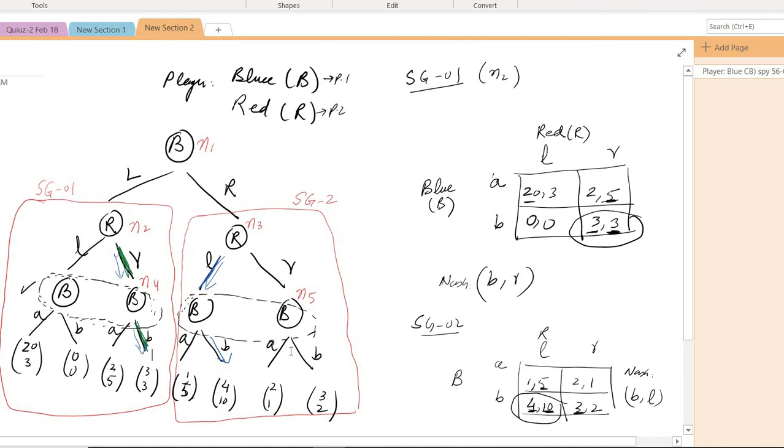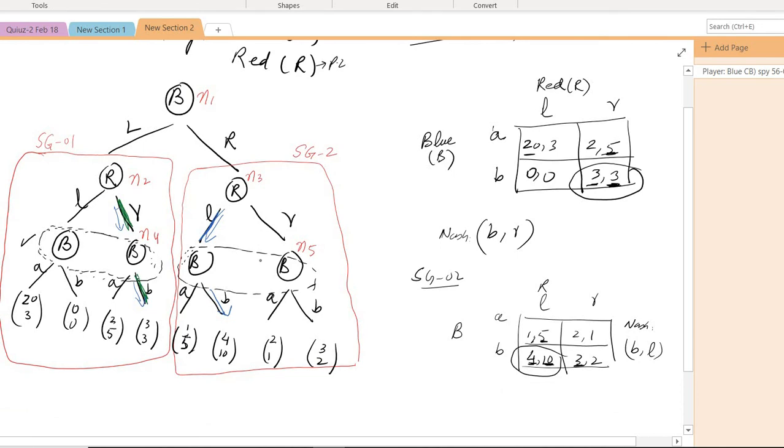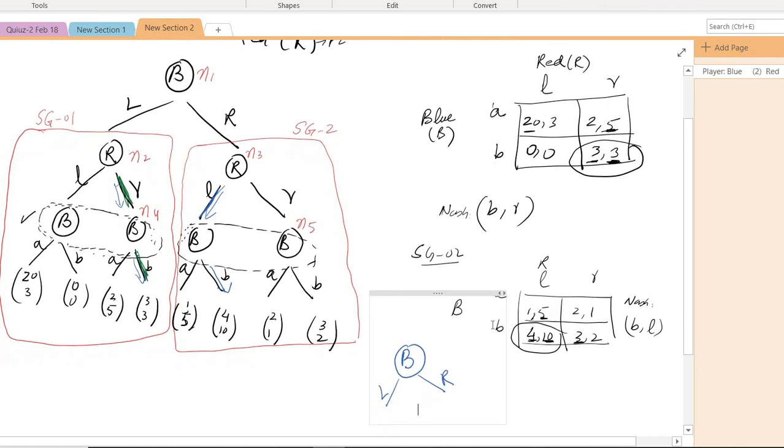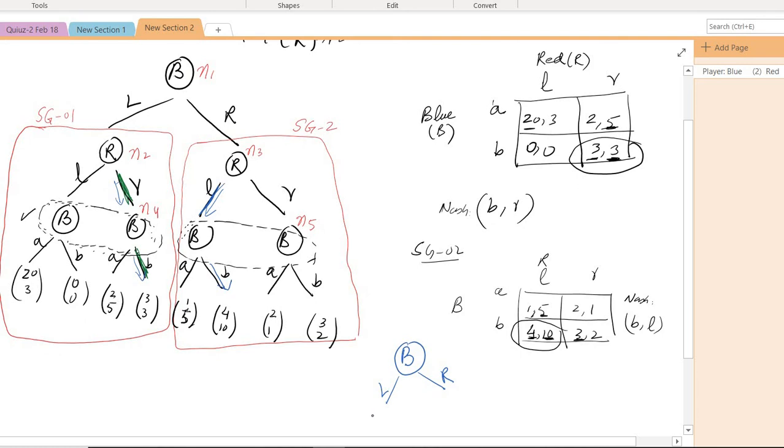So if I look at this game, what is happening, that we are actually starting with the game B, and then the B is playing L and R, and this LR is ending at what number? It's 3 and 3, and this one is ending at the solution 4 and 10. So now who is playing this game? This is sub game 3.